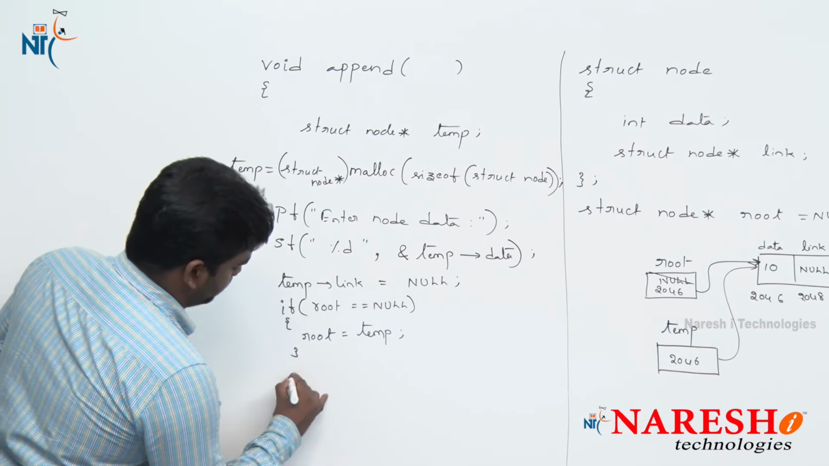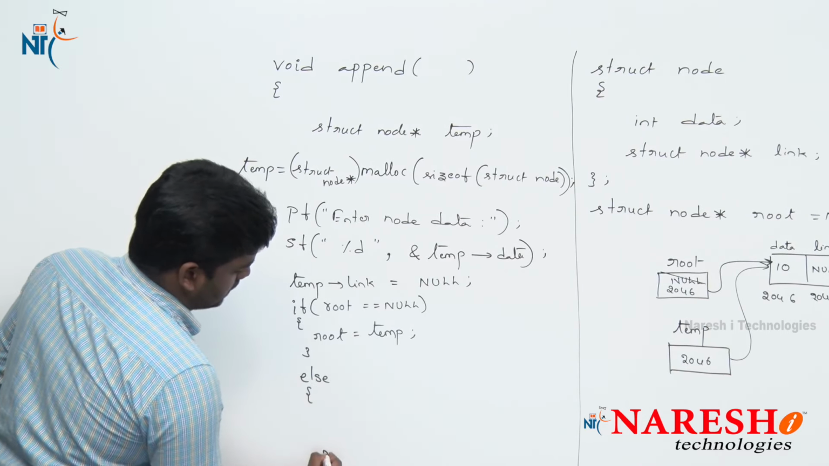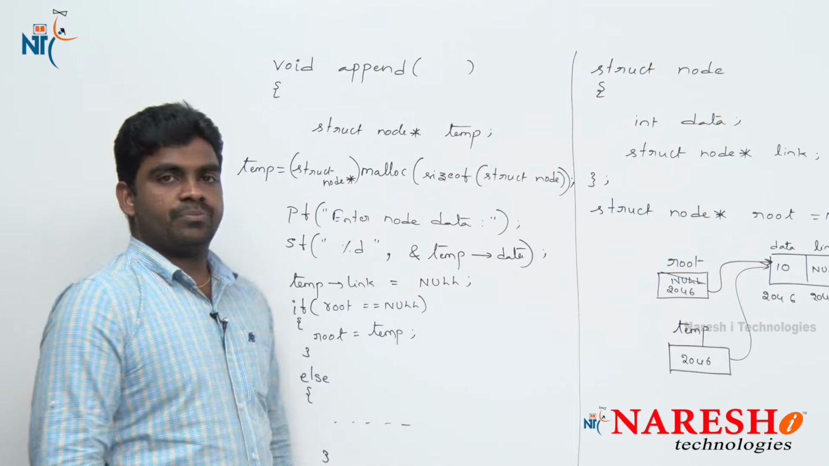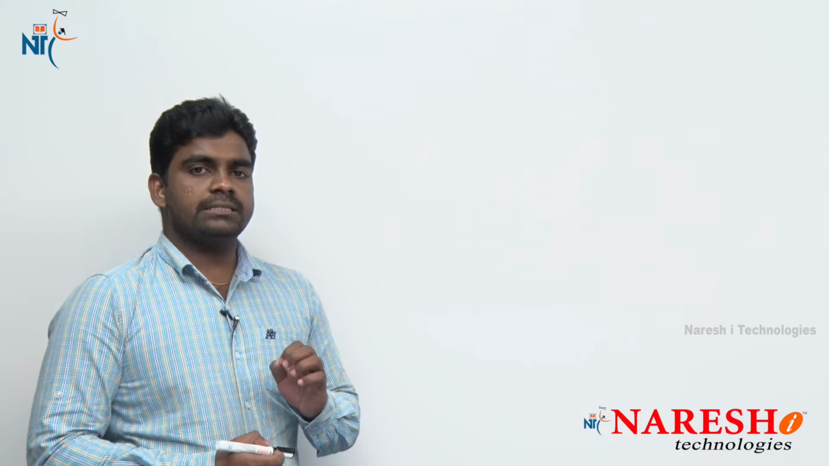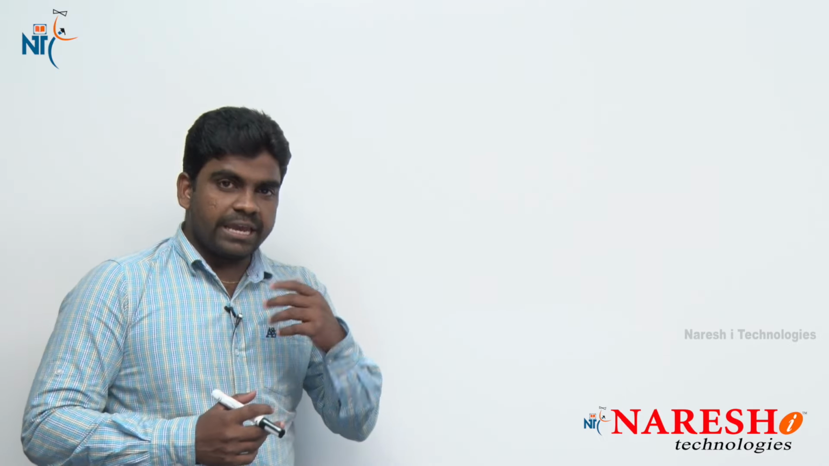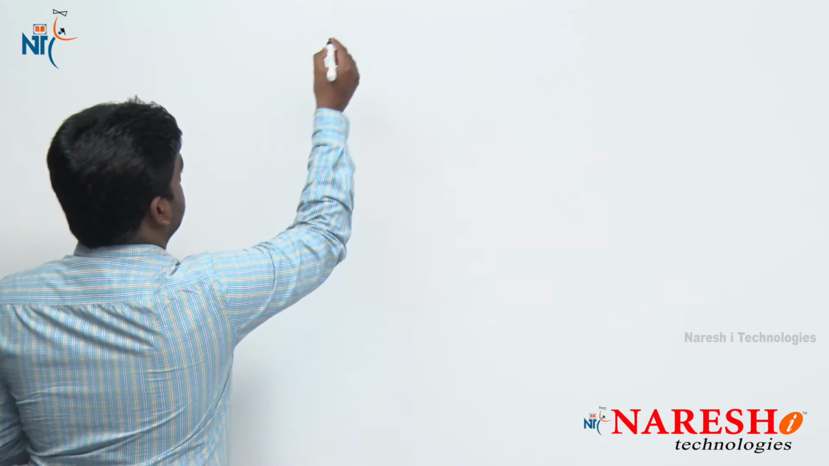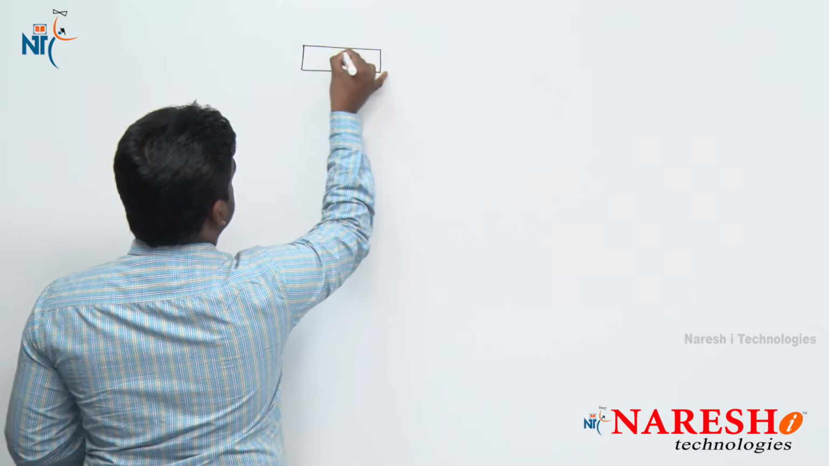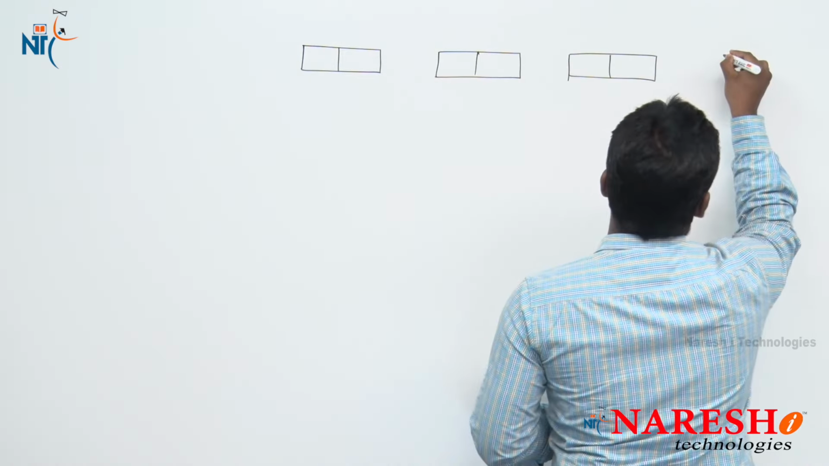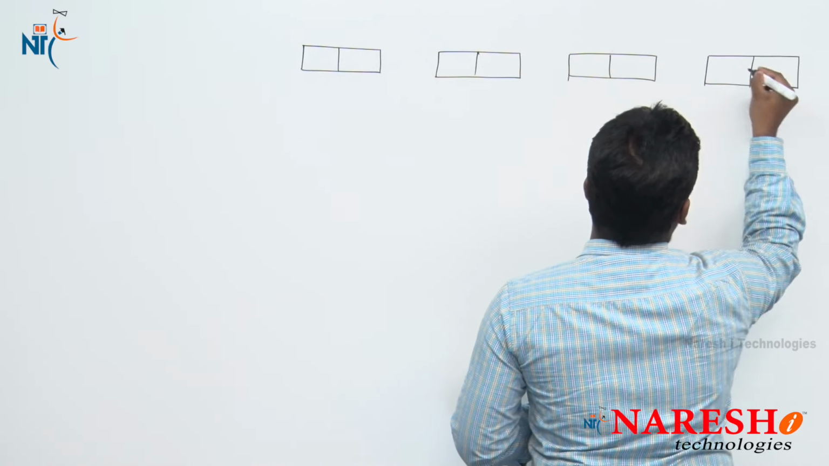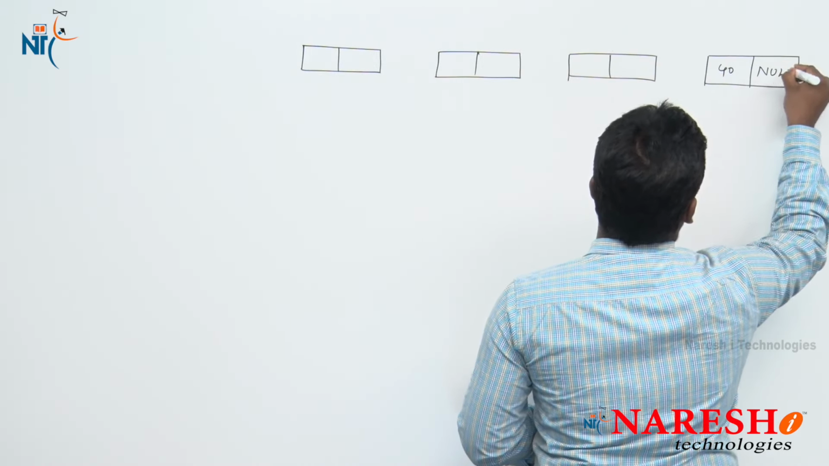The else block logic. In the else block, we have to write the remaining logic, which I will explain clearly. For example, if you are inserting the first element, we directly assign the temp variable to root. Next, suppose some elements are already present, then the else block will execute. How does it execute? See, for example, already some elements are present in the list: the first element, second element, third element, fourth element. Four elements are there, and the last one is null.